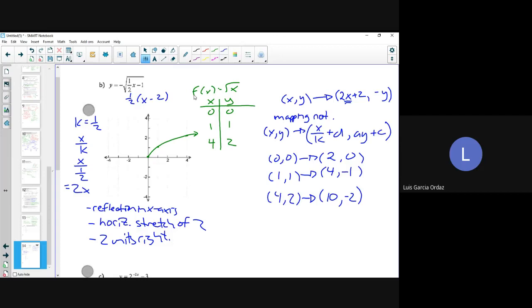Tomorrow you have a quiz on 1.1 and 1.2 to 1.4. It'll just be multiple choice, basic knowledge questions, and you guys should be fine.